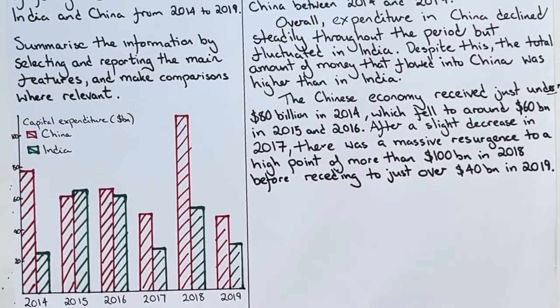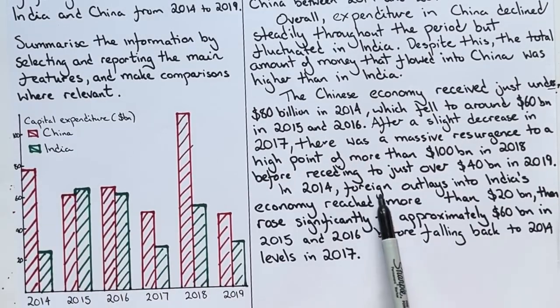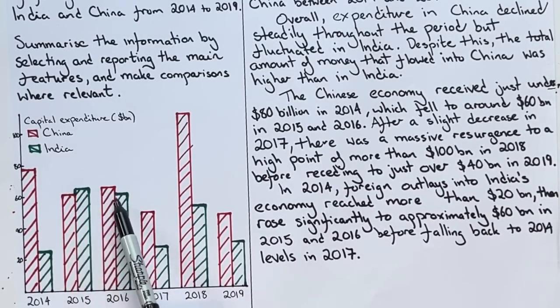Now we move on to India. So in 2014, foreign outlays into India's economy reached more than 20 billion. So it was more than 20 billion. Then rose significantly to approximately 60 billion. So this one's a little bit over, this one's a little bit under. So we're going to use the word approximately to describe both of them, before falling back down to 2014 levels in 2017. So 2014, 2017 are pretty much looking the same.